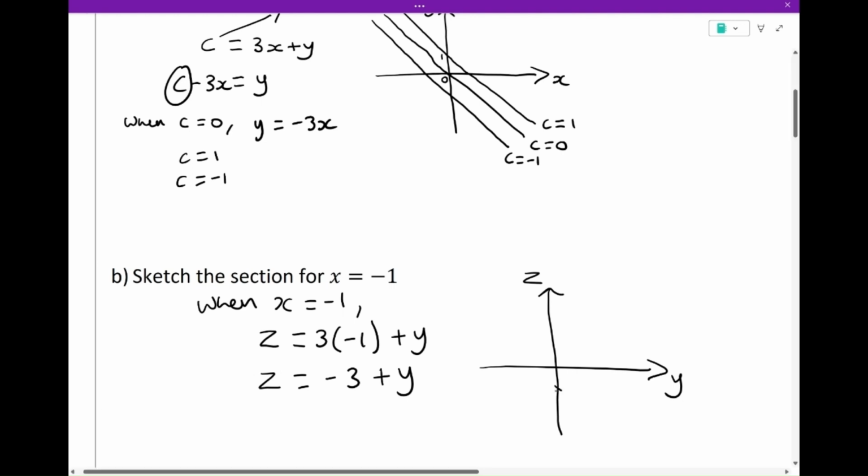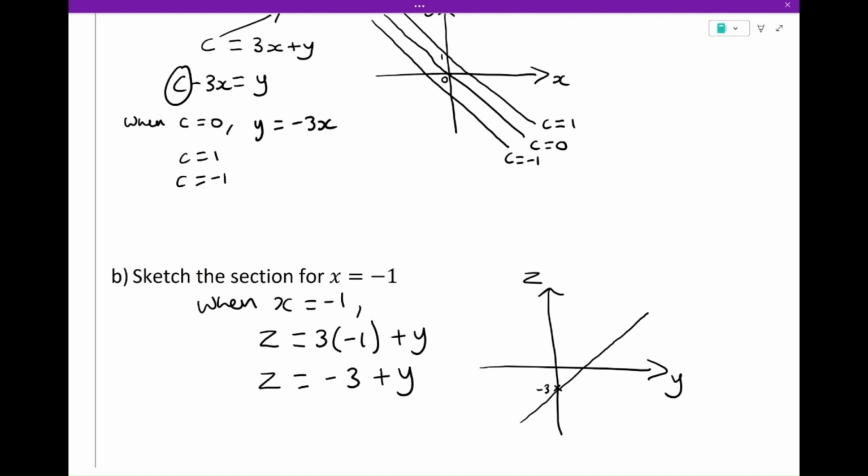So I'm going to mark negative 3. And then if we look in front of the y, we have positive 1y, so the gradient is going to be 1. So positive gradient, and then we can have a go at drawing our linear graph like this.